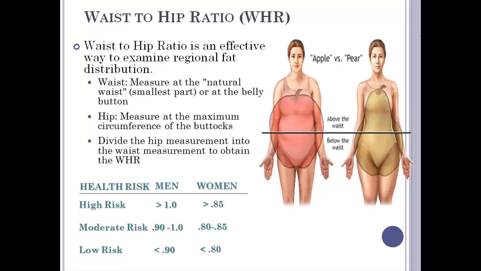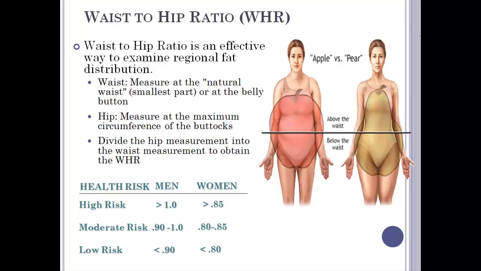Waist-to-hip ratio is considered by many obesity experts and by many nutritionists to be the most effective way to really examine your regional fat distribution. What I mean by this is, where on your body do you carry your body fat? A lot of times we refer to this as being an apple versus being a pear. Somebody is considered an apple when the majority of their body fat happens centrally on their body, and they're considered a pear when the majority of their body fat happens lower on their body.